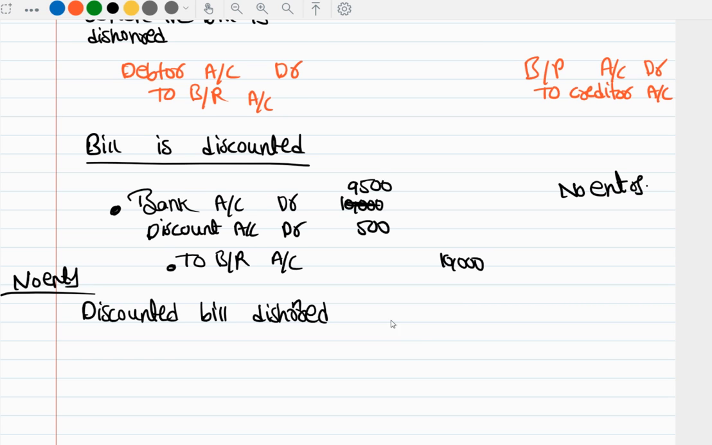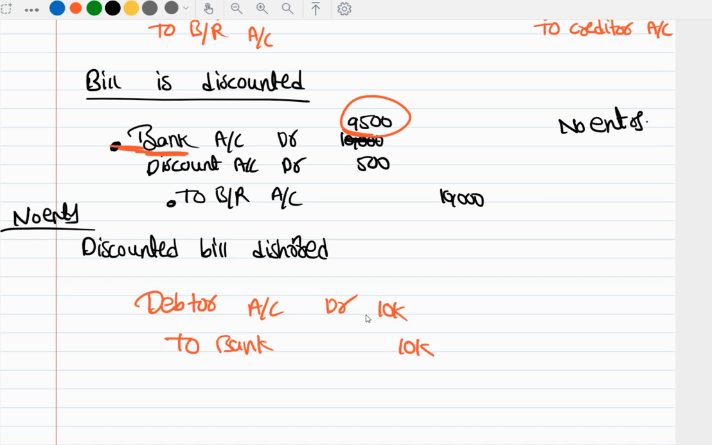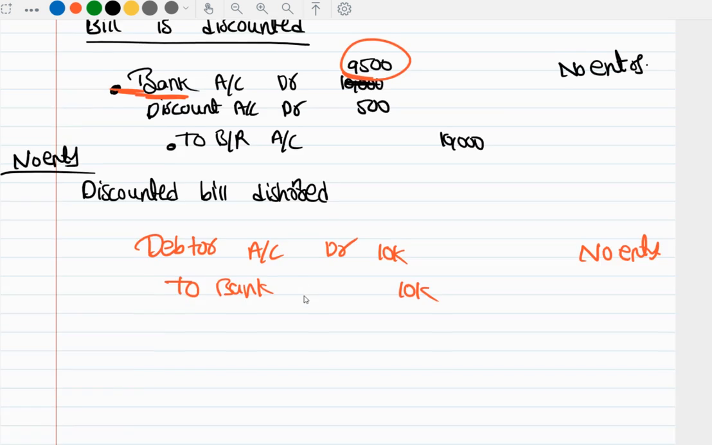But if the discounted bill is dishonored, then as usual, whenever any kind of bill is dishonored, first we need to make our drawee our debtor. Debtor account debit, and whatever money we have taken from the bank, we need to give it back to the bank. See here, even though we have taken 9,500, we need to give the full 10,000 rupees to the bank. And then no entry will be passed in the books of the drawee.